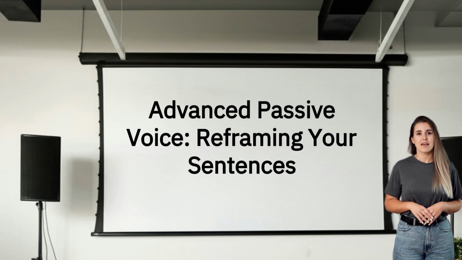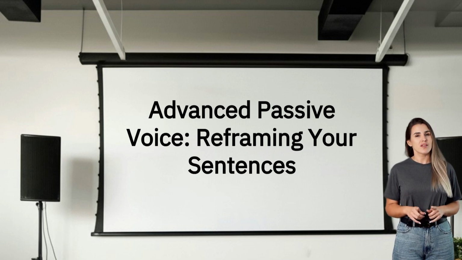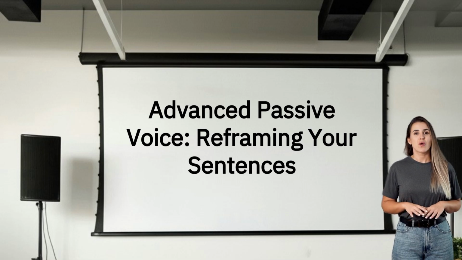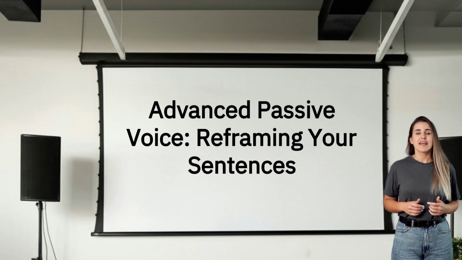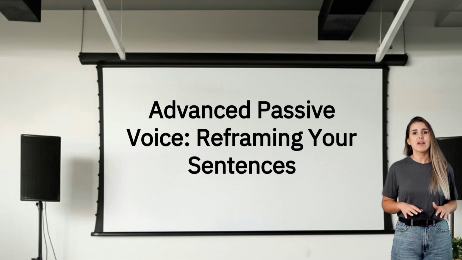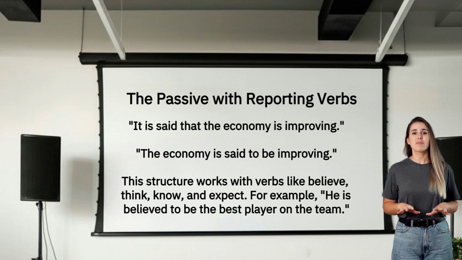Finally, let's level up our use of the passive voice. You already know the basics. We use it when we don't know who did the action, or when the action itself is more important than the doer. The basic form is be plus past participle. You can do some research if you need to know more about the passive voice. But there are some more advanced structures you should know.